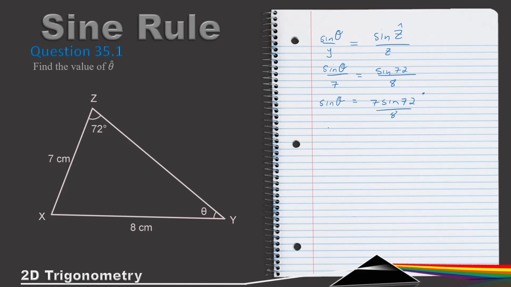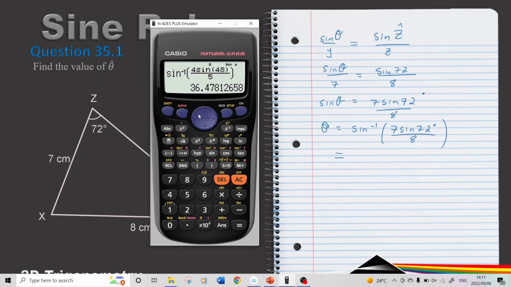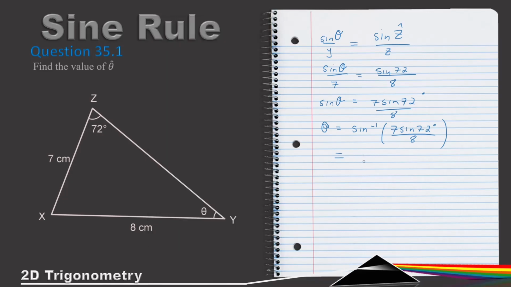Then take the inverse there, so theta is equal to sine inverse of 7 sine 72 degrees over 8, and then we substitute that in. Shift sine 7 sine 72 over 8. Okay, and that gives us 56.32 degrees.